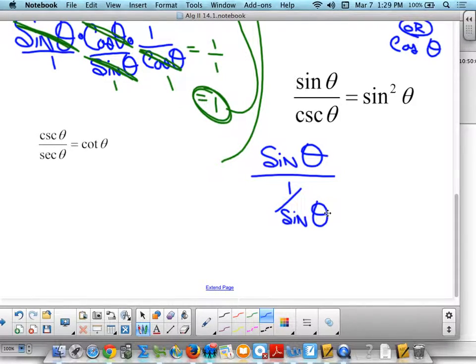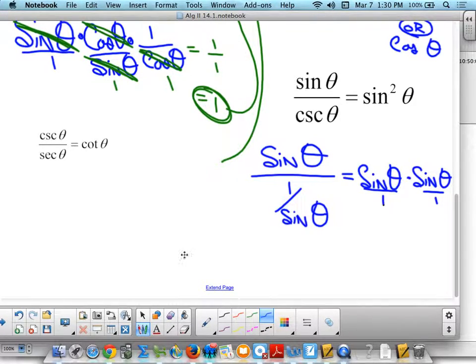Here's what you're being asked to do. Take sine and divide it by 1 over sine. Now how do you take a number and divide by a fraction? Multiply by the reciprocal. What is it that you multiply by the reciprocal? The top, the numerator. Sine of theta gets multiplied by what? Yeah, the reciprocal of the denominator. What's the reciprocal? Sine of theta over 1.